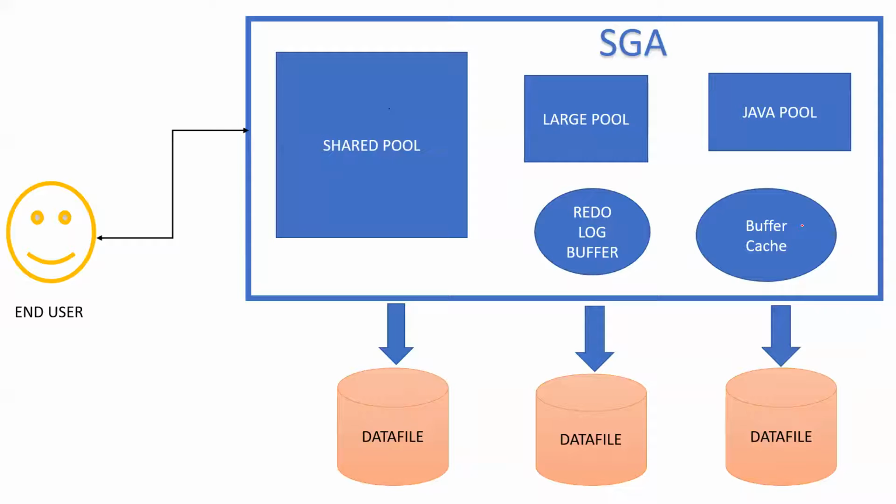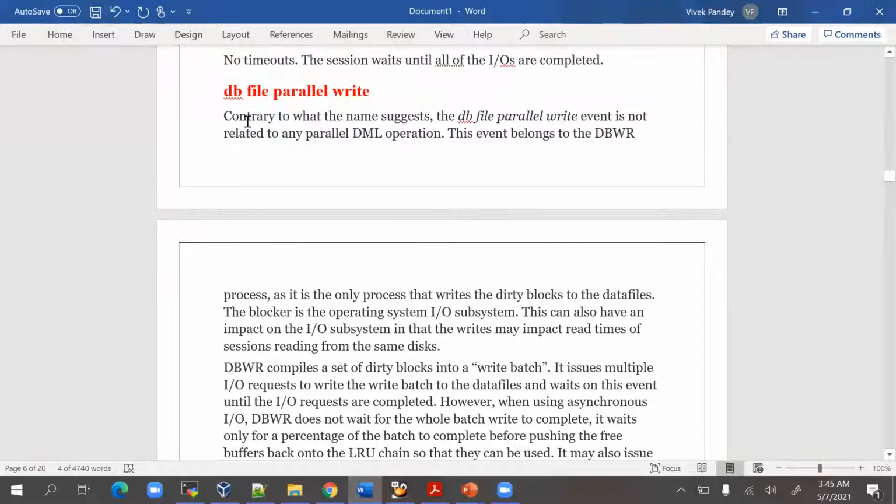So there are multiple dirty blocks that are required to be written to your data files after some period of time, whenever the checkpoint is happening in your database. So these dirty blocks should be written to your data file. In this scenario, if your IO system is busy, then this issue happens, and a DB file parallel write event occurs.